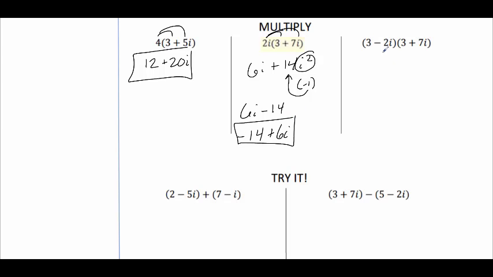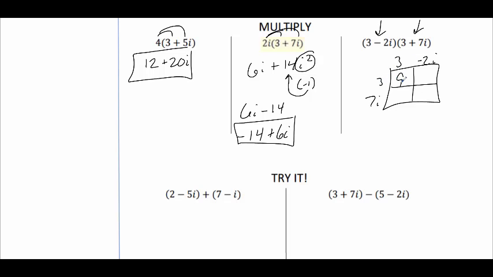The last one. You notice I have a binomial complex number and a binomial complex number. How do I do that? I need to make a box. Hopefully remember making these in algebra and maybe last section. We need to make sure we know how to multiply binomials. So 3 minus 2i. So 3 goes here, negative 2i. 3 goes here, 7i. I just multiply the numbers right there.